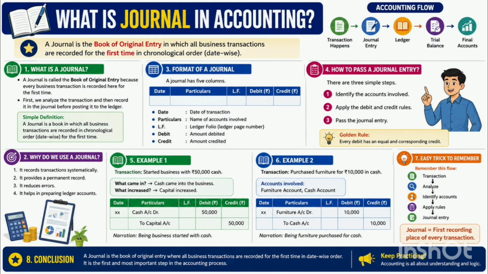So what is the accounting flow? Here we can see, first of all, transactions happen. Then we record them into the journal. Then we follow the ledger, then trial balance and final accounts. Ledger, trial balance and final accounts we are going to see in the upcoming videos, where we will learn what the ledger, trial balance and final accounts are.